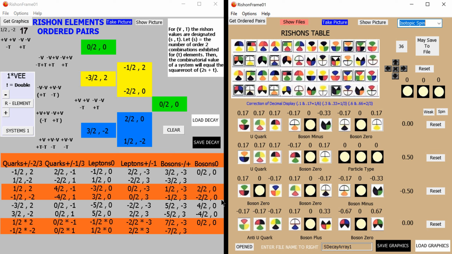And as before, we can look at the opposite quanta on the antigeneric U and see that we have minus 1/2 and plus 1/3 on the boson plus, giving us an isotopic spin of 0 on the anti-S quark.